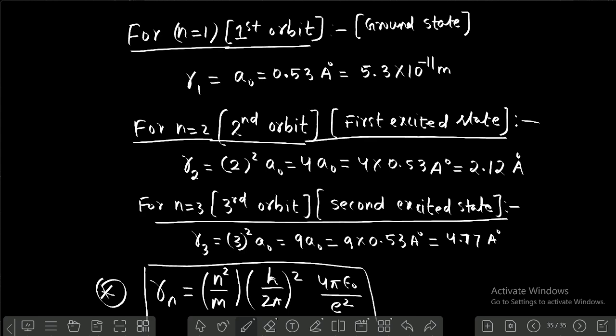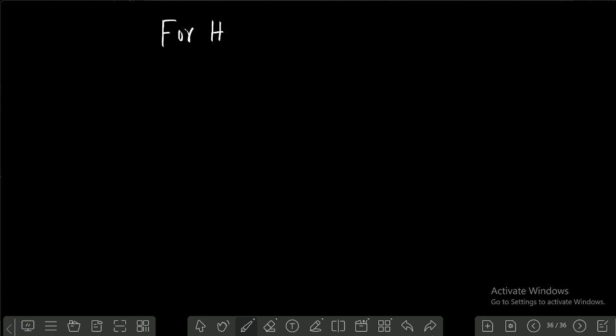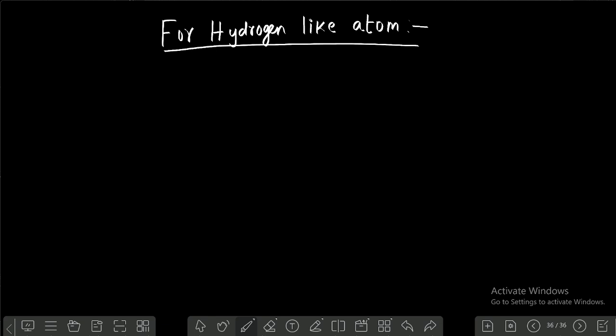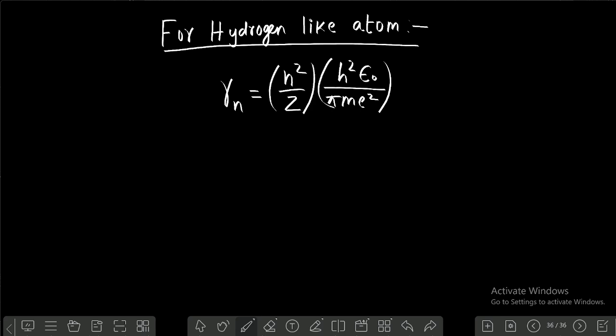So the radius of the nth orbit is given here in the other format. Now next, listen. For hydrogen like atom, let's see what happens. Here your Rn will be n square by Z, h square epsilon naught by pi m e square. Remember this: n square by Z will be there. So Rn is inversely proportional to Z.